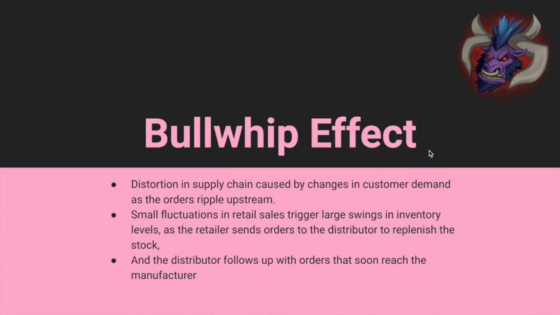Next, in the supply chain, related with demand forecasting, we have this phenomenon called the bullwhip effect. It is a distortion in the supply chain caused by changes in customer demand as the orders ripple upstream from the retailers, wholesalers, distributors, and manufacturers. The bullwhip effect happens because of misguided forecasting, because of changes in demand by the customer, which will lead to understocking of the players of the supply chain up until the overstocking of the players to make up for their understocking.